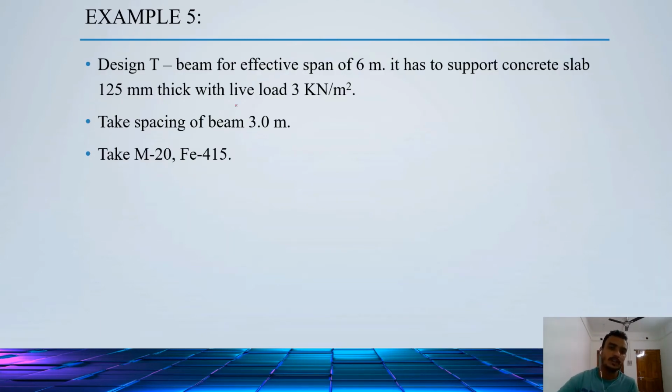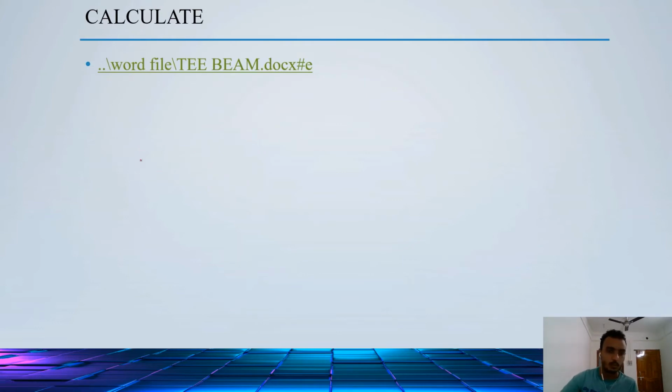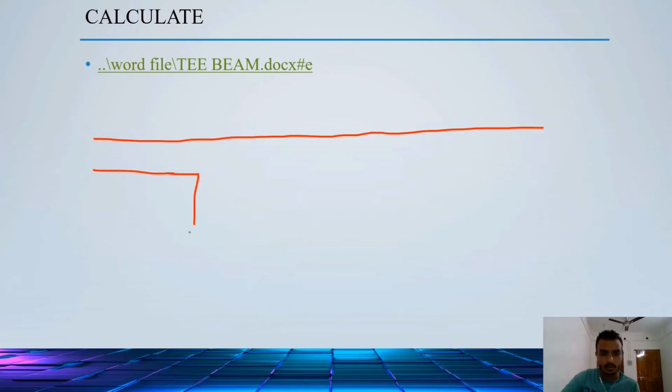Next example: design a T-beam for an effective span of 6 meter. It has a supporting concrete slab 125 mm thick with live load 3 kN per meter square. Take spacing of beams as 3 meter. Take M20 and Fe415 grade steel. In this example we have one figure; I hope you can note it down in your notebook. Just draw this figure.